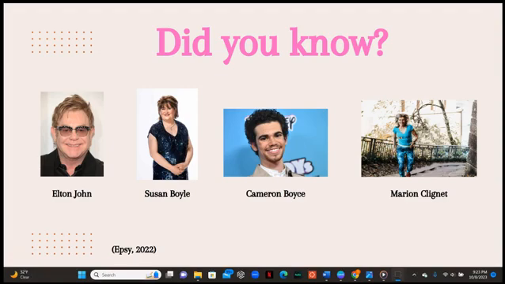Alright, so did you know that Elton John, Susan Boyle, Cameron Boyce, and Marion Clignet all have epilepsy? And they do not let that discourage them or stop them from doing what they love to do. Whether it's acting, singing, running, they all enjoy their activities despite their circumstance.